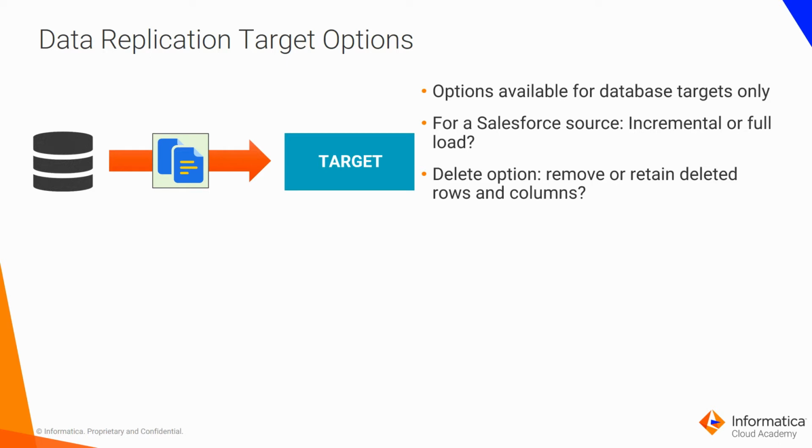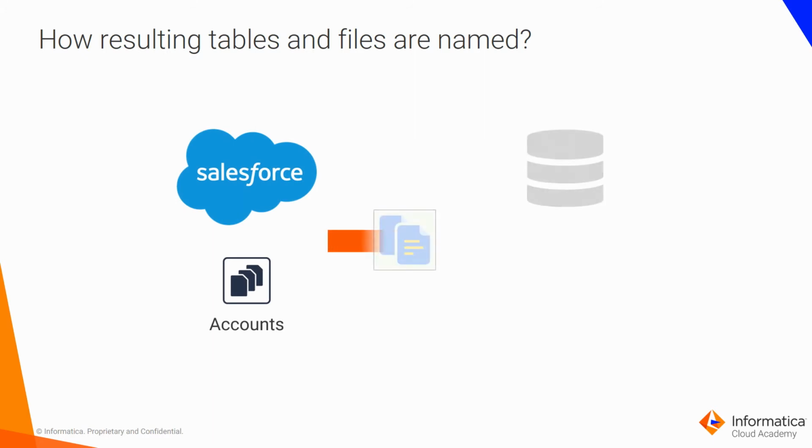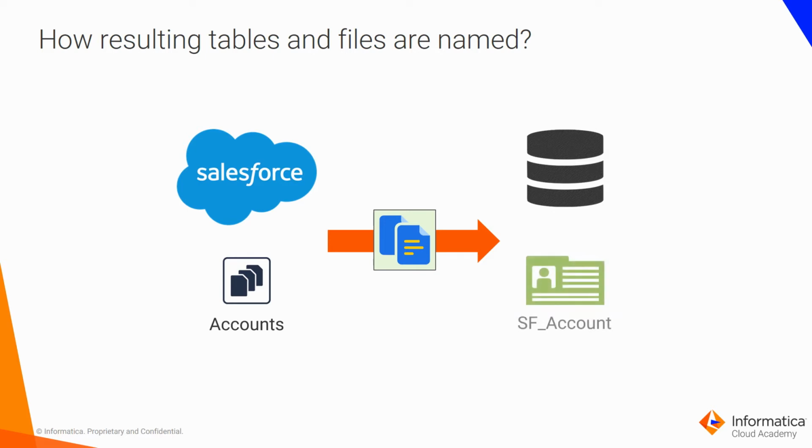And then the last thing that you configure on the target side is adding a prefix. And this prefix is used to name the resulting table or flat file. So if you use the data replication service to replicate data from the Salesforce account object to a database, then the default name for the resulting table would be SF account. So it takes the name of the source object and assigns a default prefix, in this case, SF. Now this prefix is something that you can change.